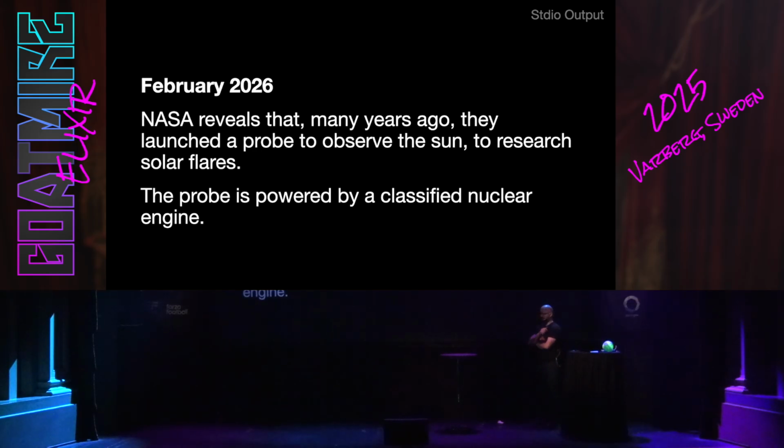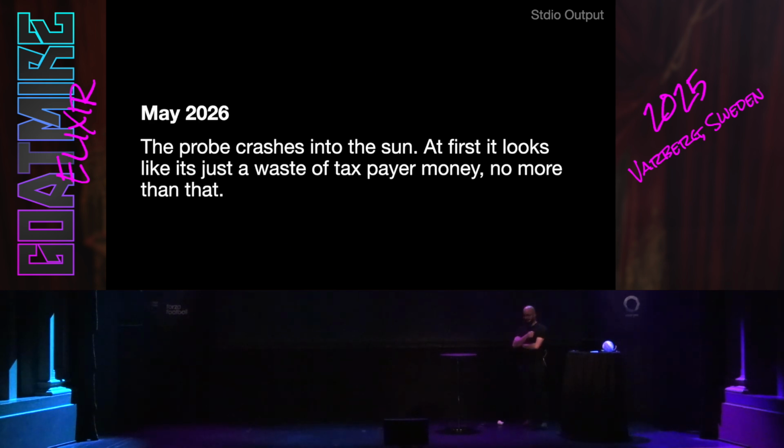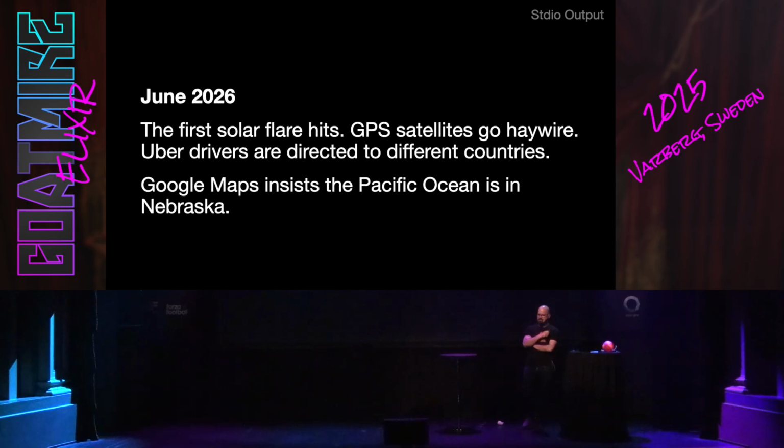Okay, February of 2026, NASA reveals that many years ago they launched a probe to observe the sun to research solar flares. The probe is powered by a classified nuclear engine. I think I already see where this one's going. Okay. May 2026, the probe crashes into the sun. At first it looks like it was just a waste of taxpayer money, no more than that.